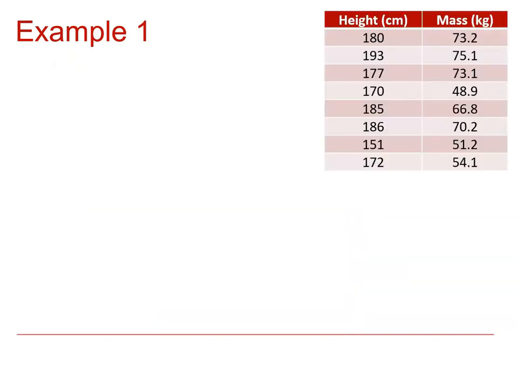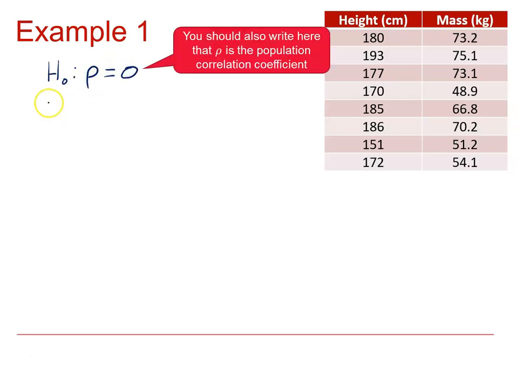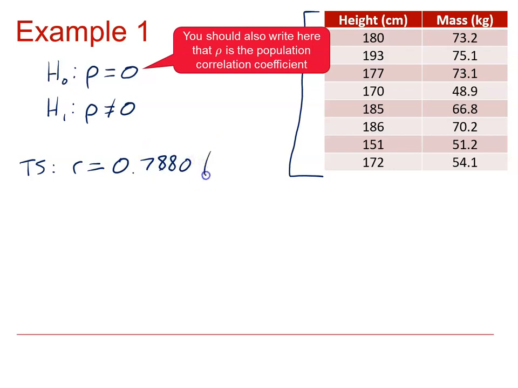We start by defining our hypotheses. I'm going to use the symbolic notation, which is that rho is equal to 0, and as we're doing a two-tailed test, my alternative is that rho is not equal to 0. As I have raw data, I can find my test statistic R by simply popping that in my calculator, and I find that R is equal to 0.7880 to 4 decimal places.